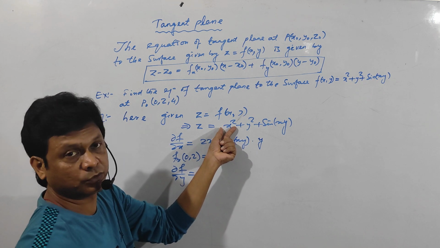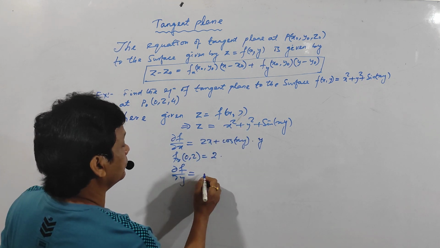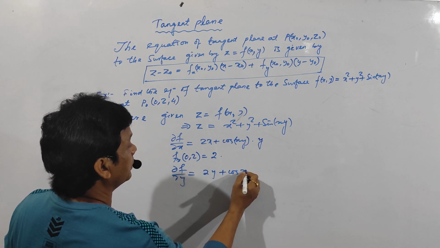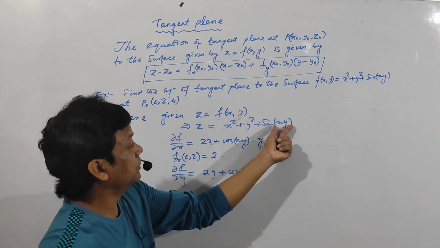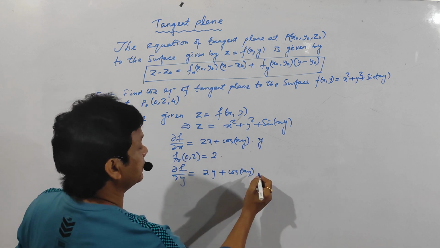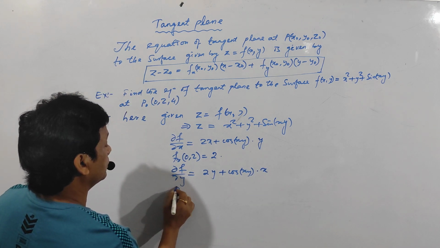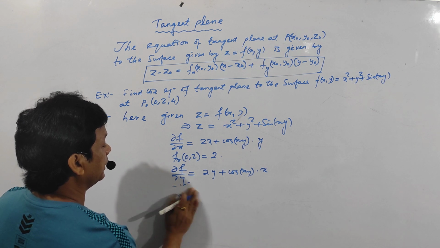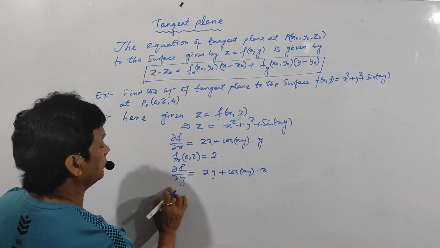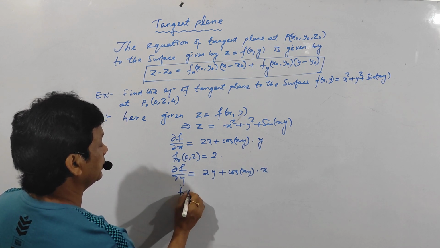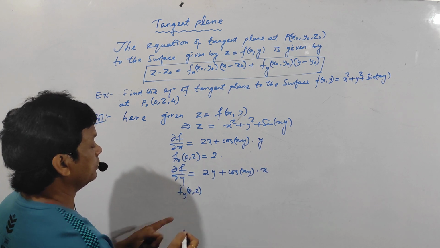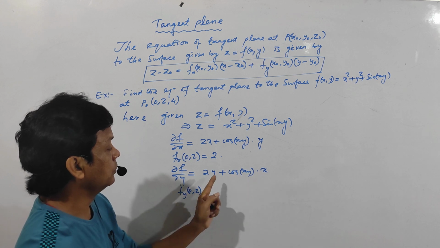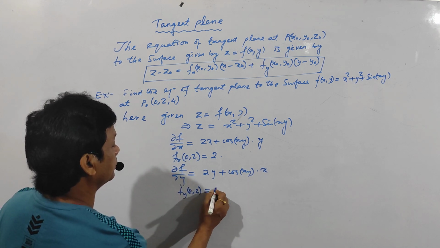Similarly, del f by del y, your requirement is this one. The derivative of y squared is 2y, plus cos of xy into del by del y of xy, which is x. Or you may write in compact form f y at 0, 2. Put x equals 0, y equals 2. The x term becomes 0, and since y is 2, 2y is 4.